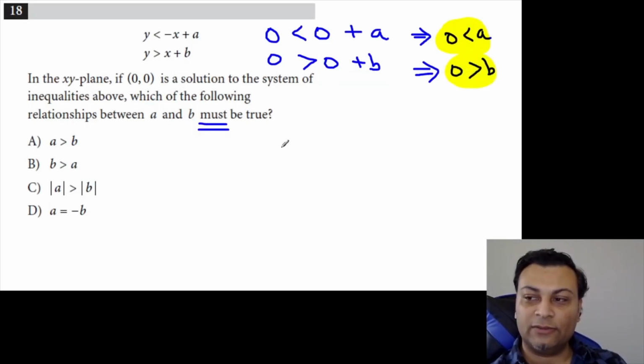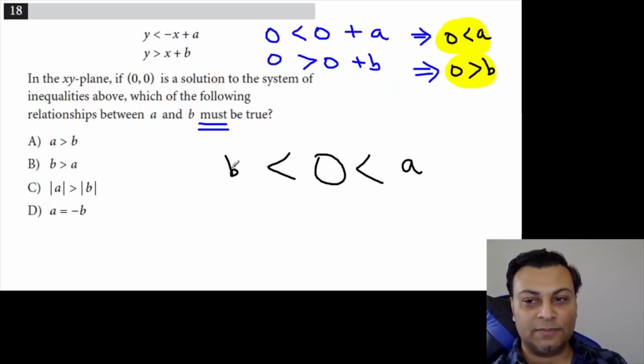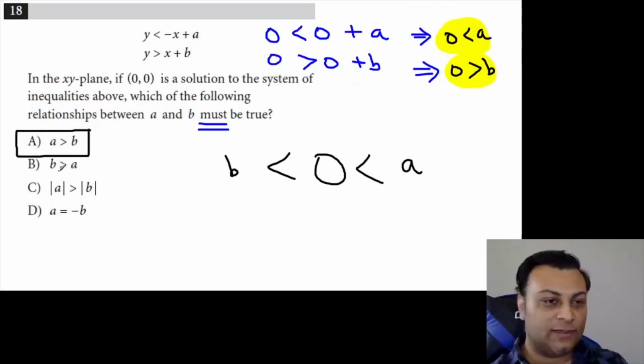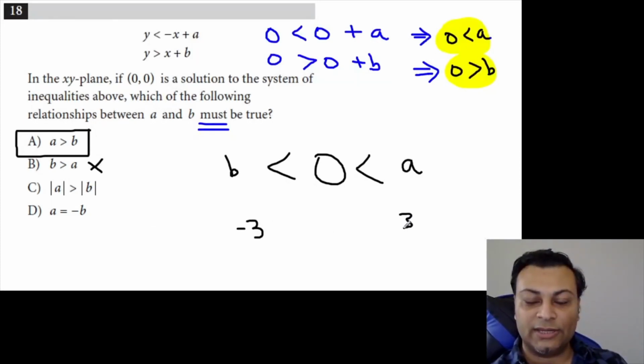In fact, we could write it down in this way. 0 in the middle. B is less than 0, so B is here. A is greater than 0, so A is here. So you see, A must always be greater than B because A is some positive number and B is some negative number. And any positive is greater than any negative. So A is always larger than B, greater than B. So the answer is option A. You can see why B is wrong. It says that B is greater than A, which is not true. What about this? A is the negative of B. It doesn't have to be. I mean, if B is -3 and A is 3, then yes, it could be.